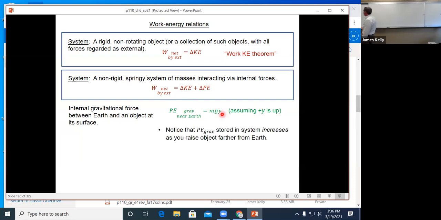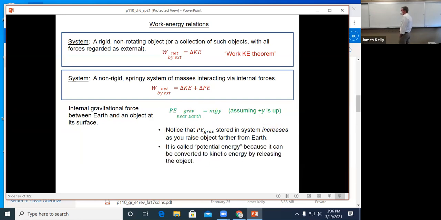Okay, so I already pointed out that the potential energy increases as you raise the object farther from Earth. We're going to get that intuition more as we go on. Why do we call it potential energy?